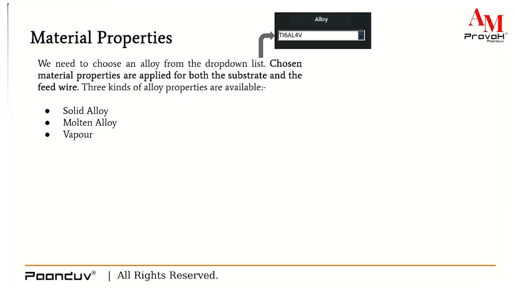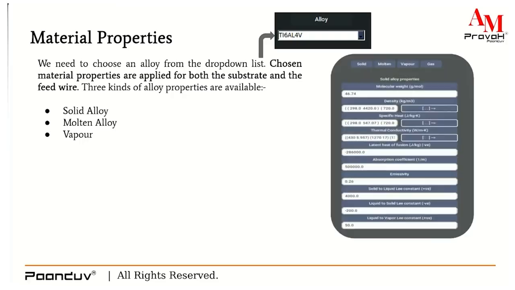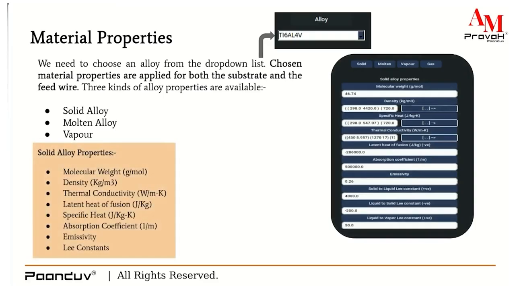Now, three kinds of alloy properties are available. That is the solid alloy, molten alloy, and vapor. You can see here the solid alloy properties that are available. They include molecular weight, density, thermal conductivity, latent heat of fusion, specific heat, absorption coefficient, emissivity, and Lie constants. So these are the properties.